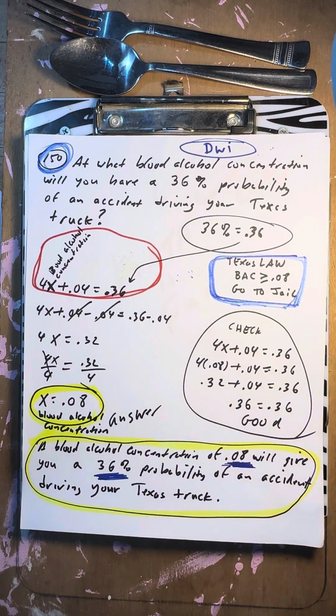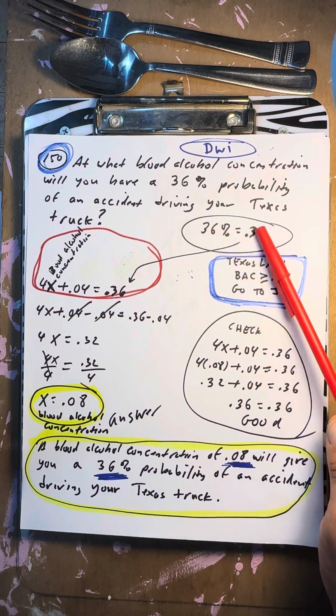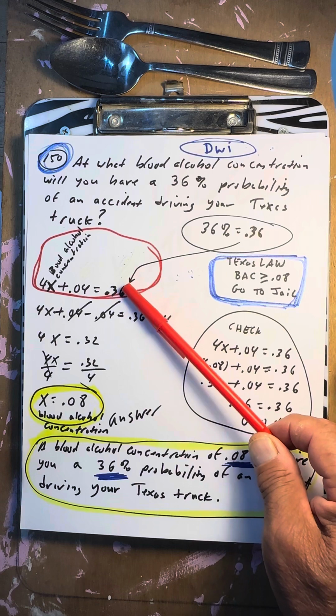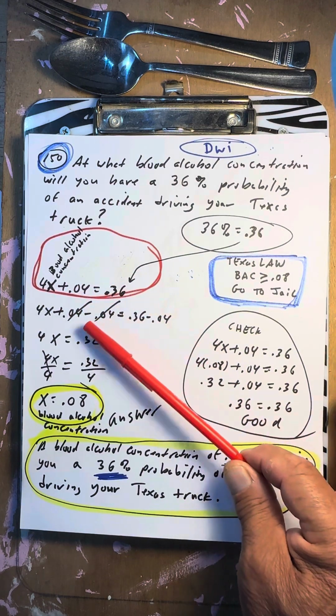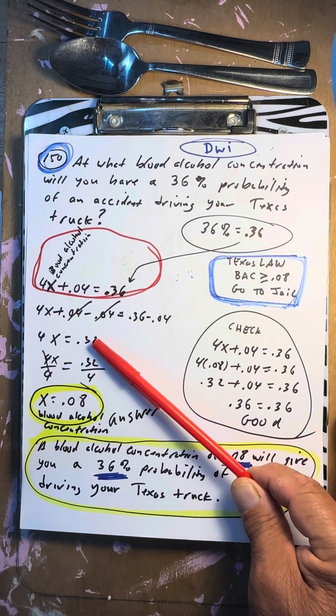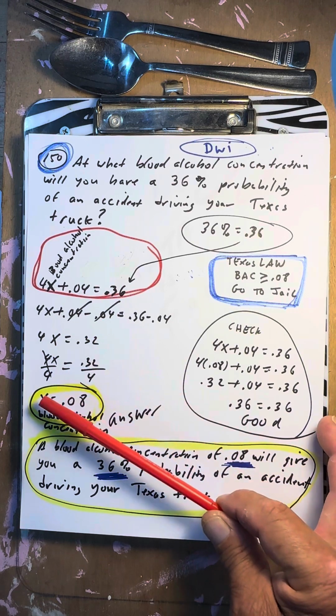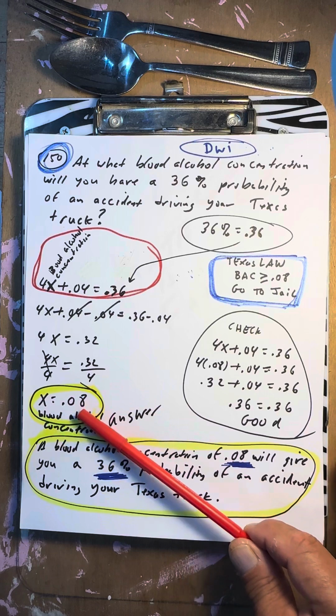And what blood alcohol concentration will you have for a 36% probability of an accident driving your Texas truck? All right, so 36% is 0.36. I'm going to put it right here. So here's the formula again. We're going to subtract 0.04, 0.04. So 4x equals 0.32. Divide by 4, divide by 4. So x equals 0.08 blood alcohol concentration.